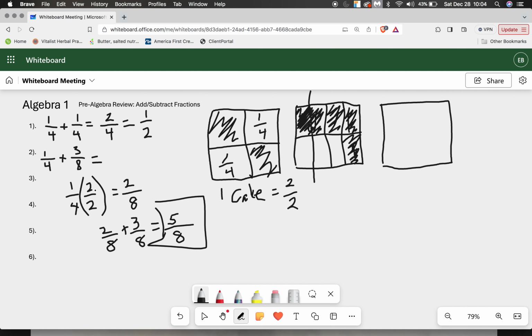So that's what we're doing when we do this little multiplication thing. We're just cutting the cake into smaller pieces so that we can have the same number and size of pieces, same size of pieces as the rest of the cake and add it all together really nicely.